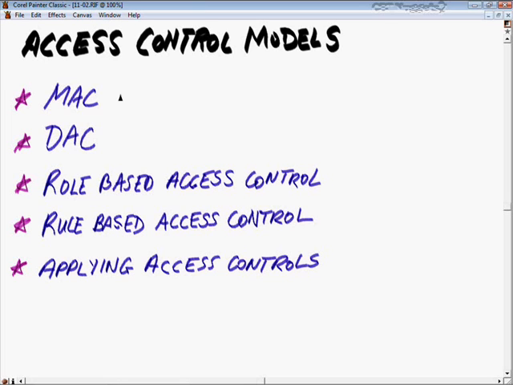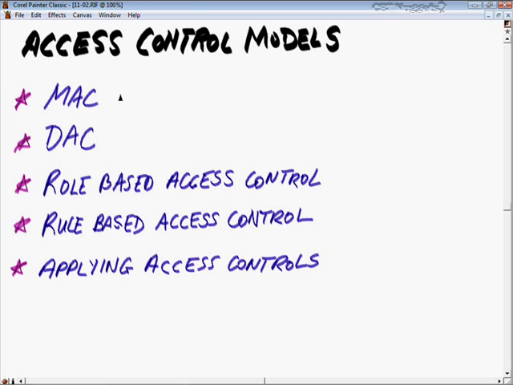Now, the first one is mandatory access control. This is referred to as a static model. In other words, you have a predefined set of access privileges to files on the systems, and the administrator or administrators manage the access controls. They establish the parameters. They associate these particular access privileges with accounts, with files, with resources.